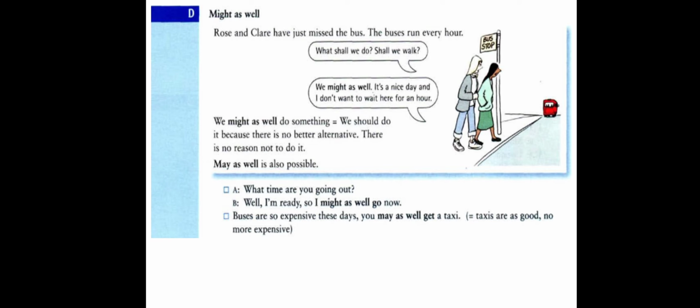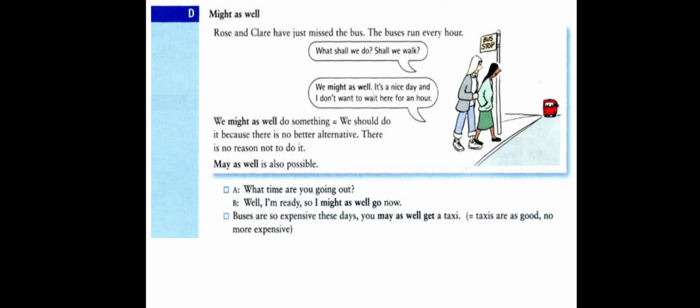We might as well means we might as well walk, or we might walk. We might as well do something means we should do it because there is no better alternative. There is no reason not to do it. May as well is also possible. We can say might as well, and we can say may as well. What time are you going out? Well, I am ready, so I might as well go now.